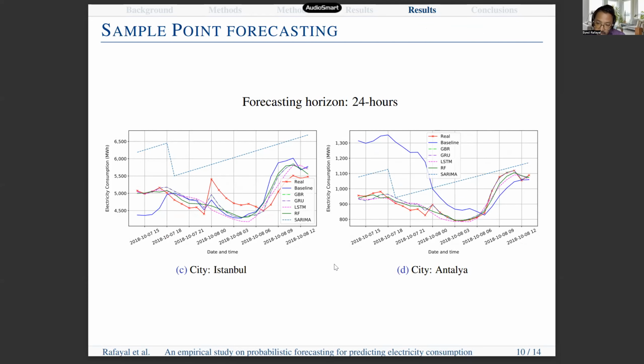This figure illustrates the predictions on a single random test sample over all traditional forecasting methods for 2 cities. RF and GBR show similar performance and can more accurately mimic time series patterns compared to the others.